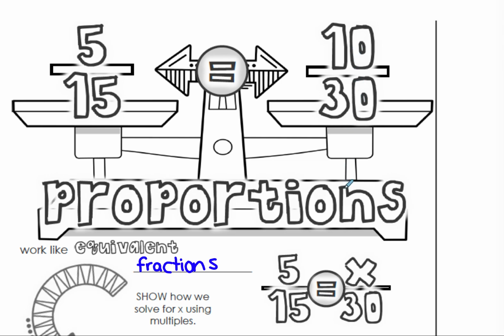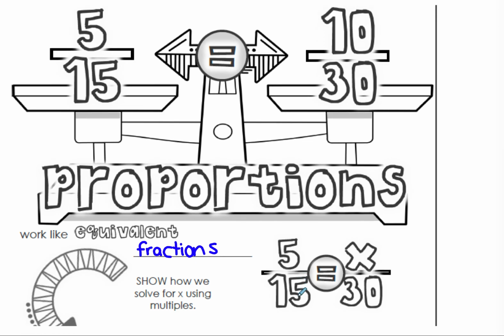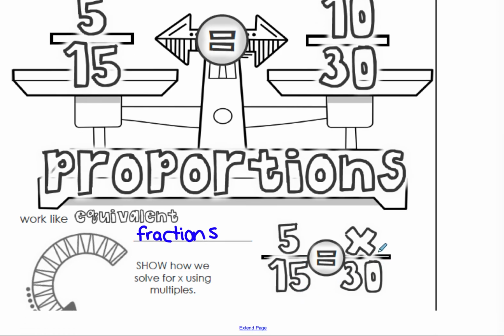So if we got rid of this 10 and we put in an x, we have 5 is to 15 as x is to 30. And then we can use those multiples to help us find what x is. So I could say I know 15 times 2 equals 30, so I'm going to do 5 times 2, which equals 10. So we get x equals 10. So that's how we can solve for x using multiples. And again, you can look up and down too. Okay, I know 15 divided by 3 is 5, so 30 divided by 3 gives us our answer for x.